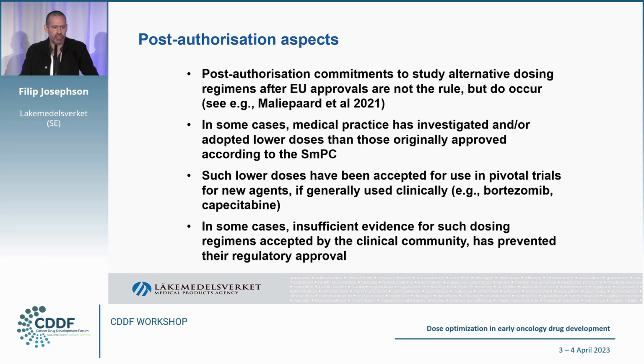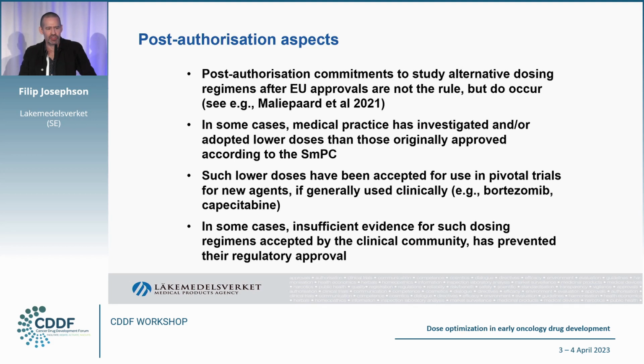We all know that in some cases, medical practitioners have investigated and or adopted lower doses than those originally approved according to the SmPC. And sometimes these have become simply generally recommended dosings. And such lower doses have been accepted by us for use in pivotal trials for new agents, for instance, as backbone or as a potential comparator, if they have been generally used clinically. And I think bortezomib and capecitabine would be two such examples.